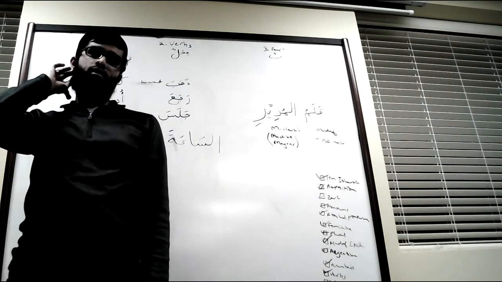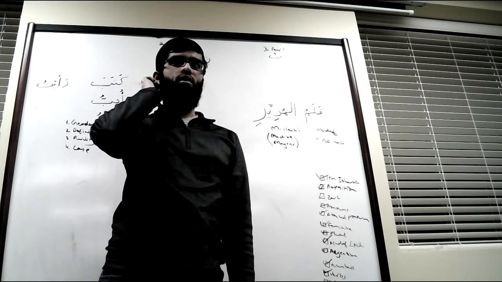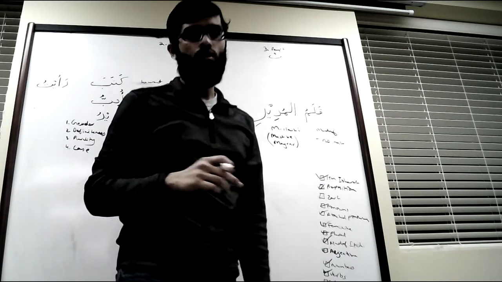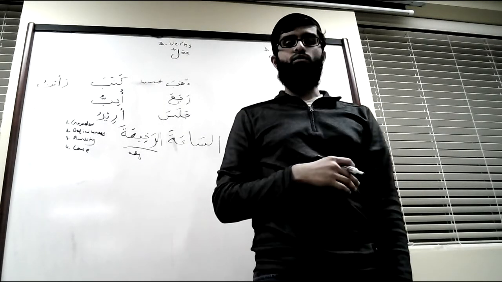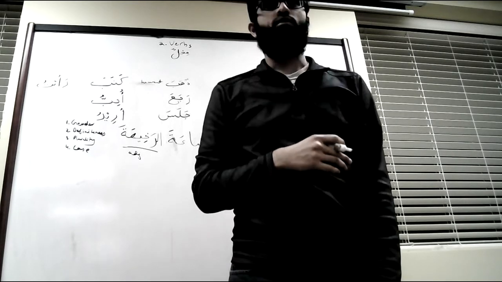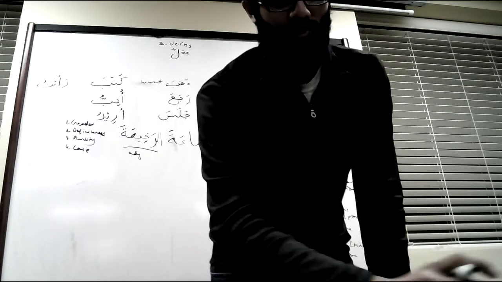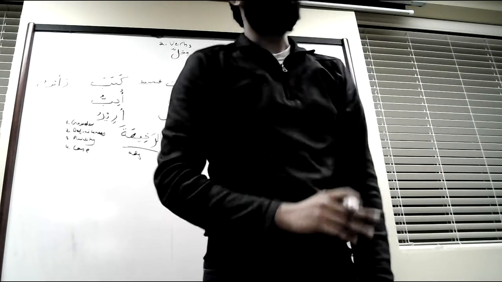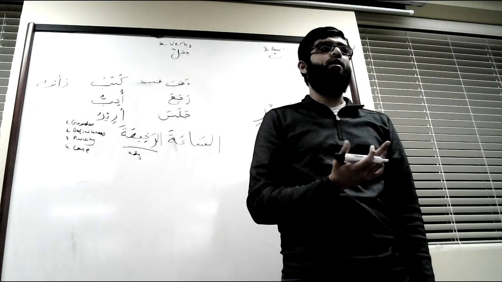Okay. Last one, colors. What's black? أسود. Okay, what's red? أحمر. Yellow. أصفر. Green. أخضر. Blue. أزرق. And then white. أبيض.